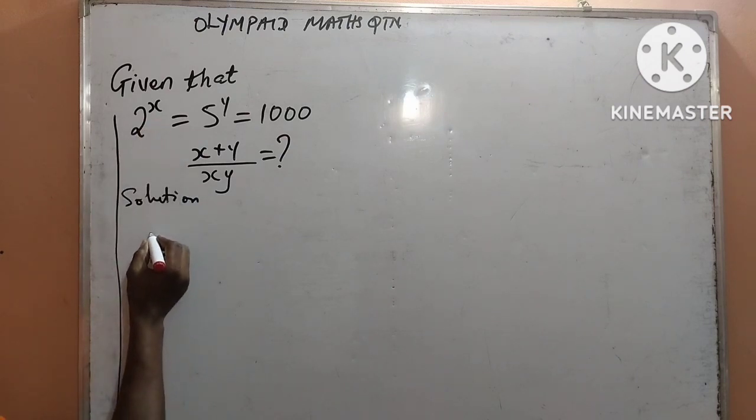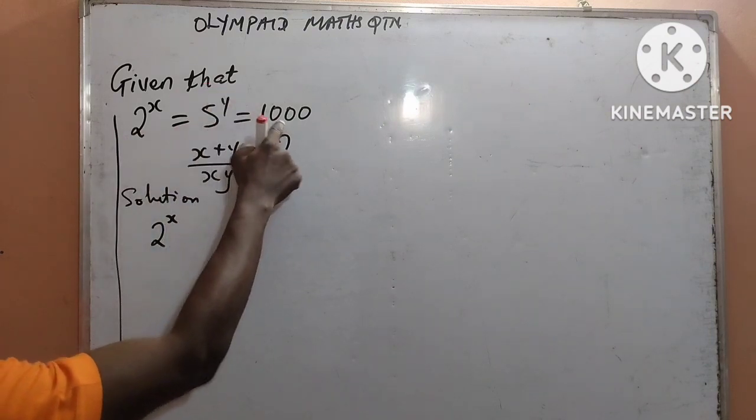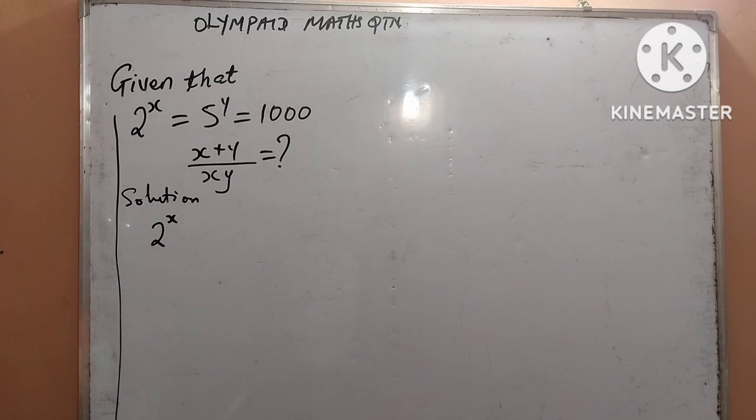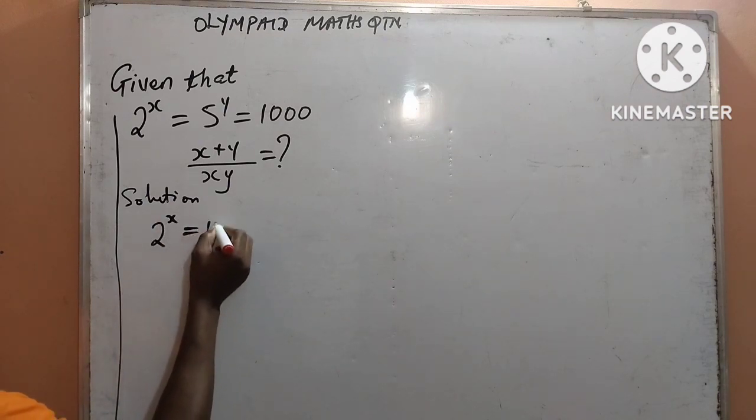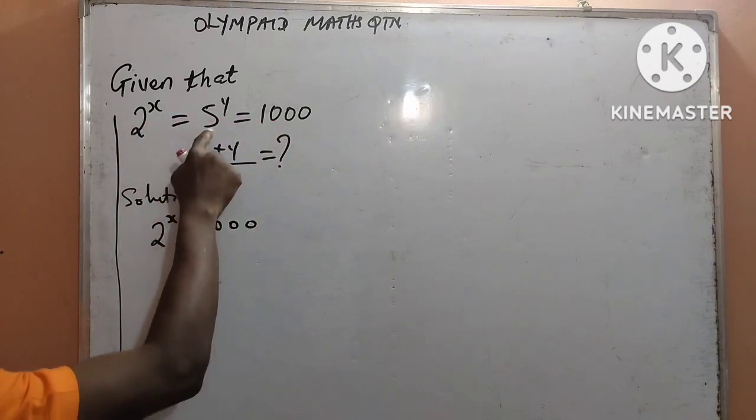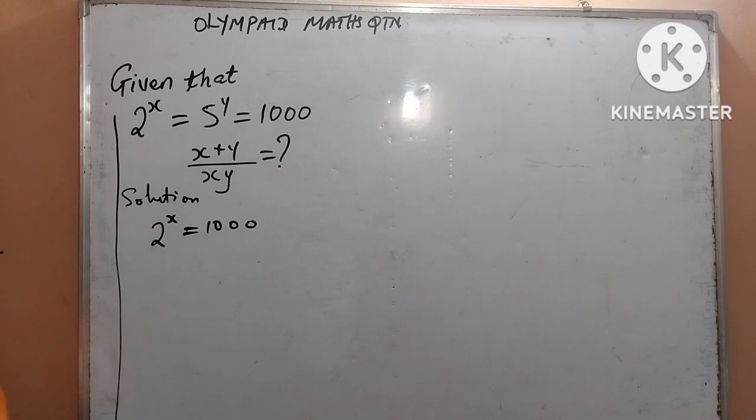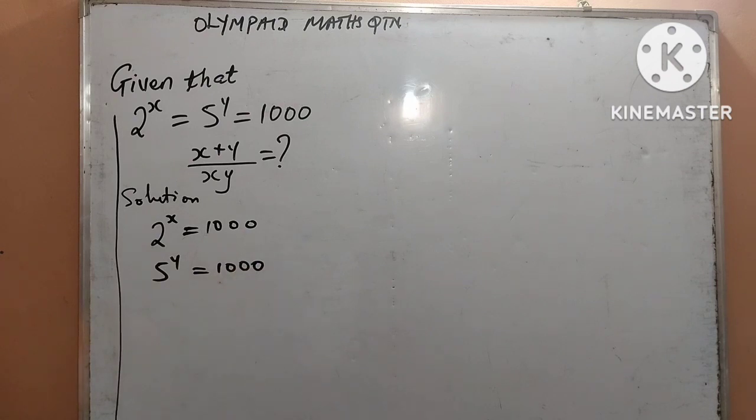I am given that 2 to the power of x is equal to 5 to the power of y, equal to 1000. Permit me to write it: 2 to the power of x is equal to 1000, and also 5 to the power of y is equal to 1000.